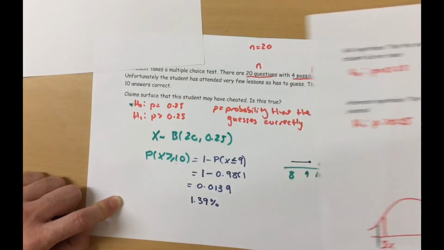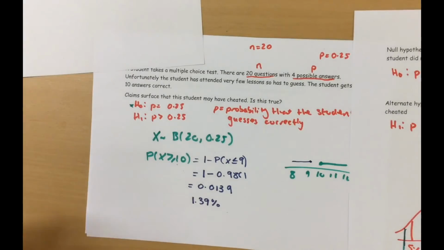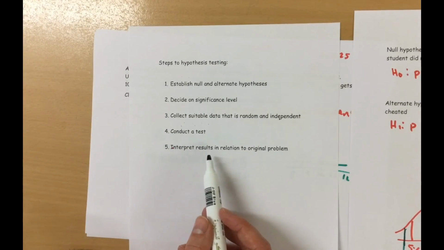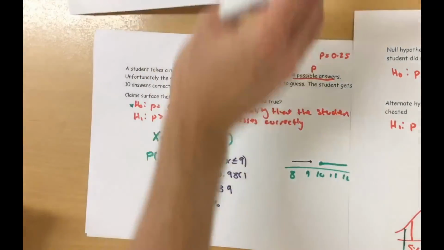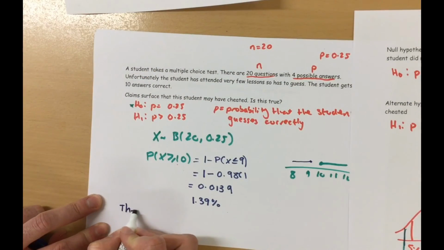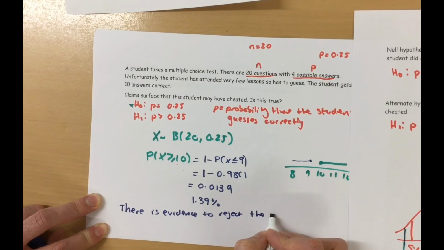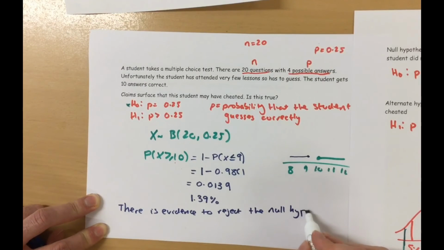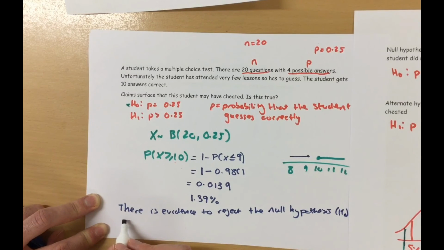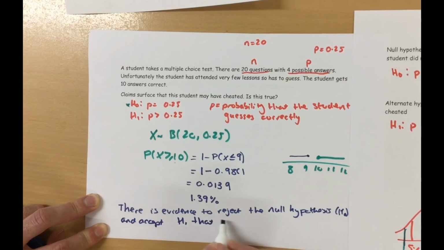Therefore, and this is the bit where you have to interpret the results in relation to the original question, we would say there is evidence to reject the null hypothesis H0 and accept H1 that the student cheated. Now, a few things to note here.